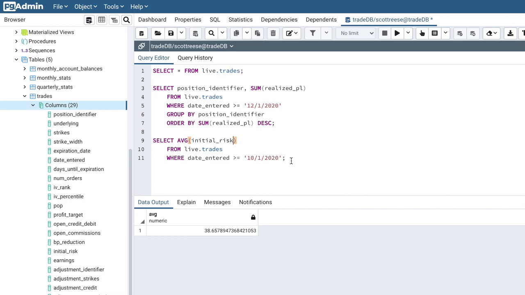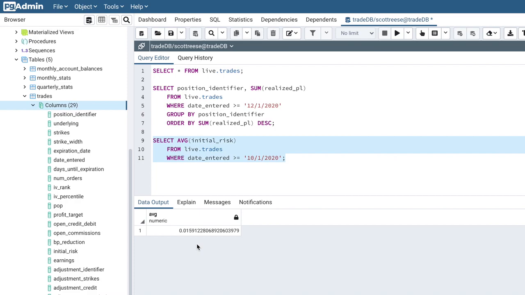So one more time, let's run this query, and I'll expand this out again. And so there you go. You can see the average initial risk for my trades since October of 2020 was just under 1.6%. Again, this is showing as a decimal, not as a percentage. So for me, I prefer to keep my trade size very, very small on average.